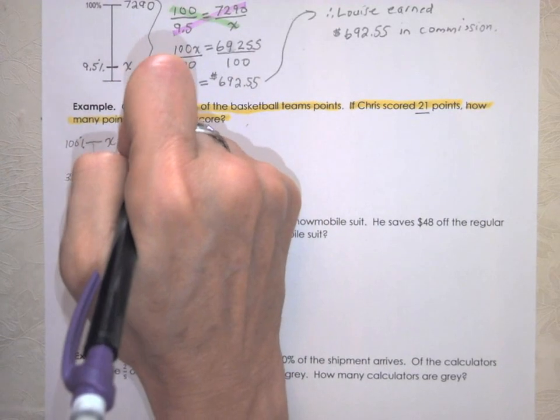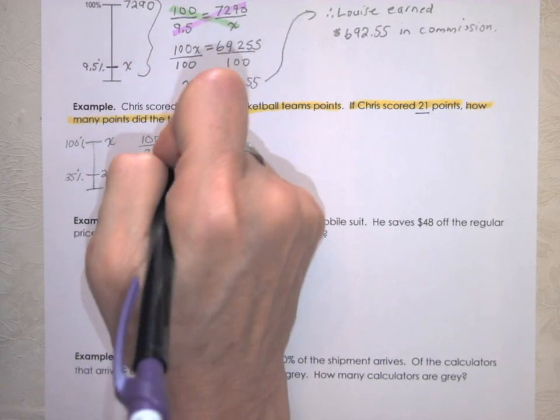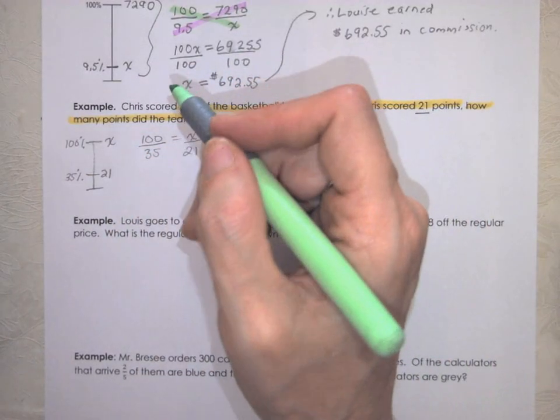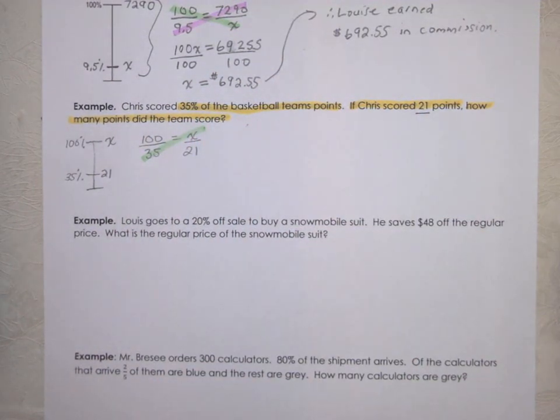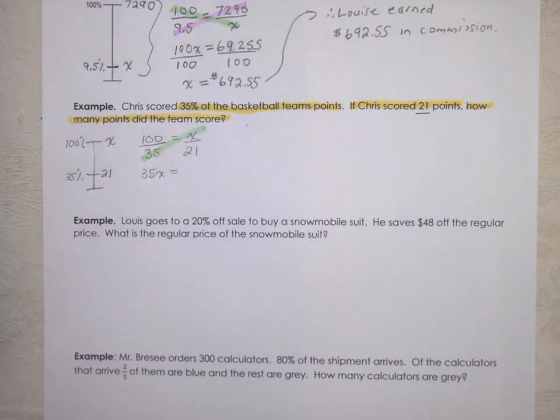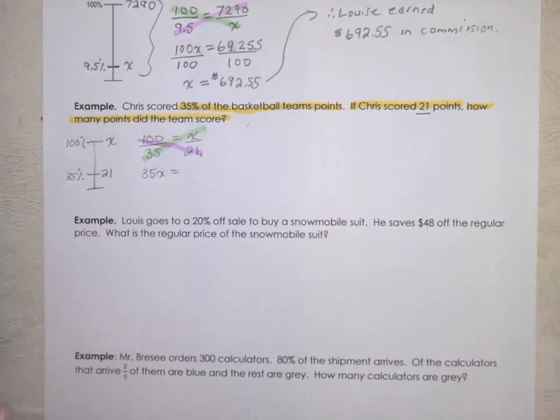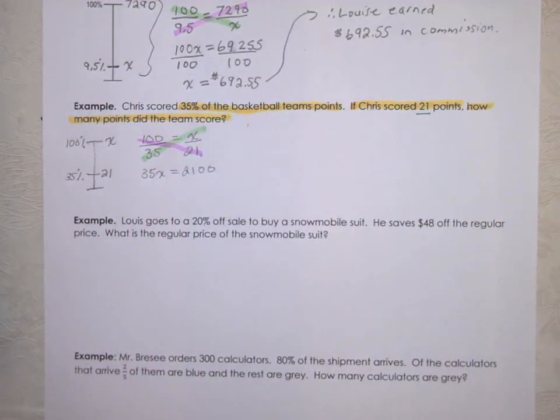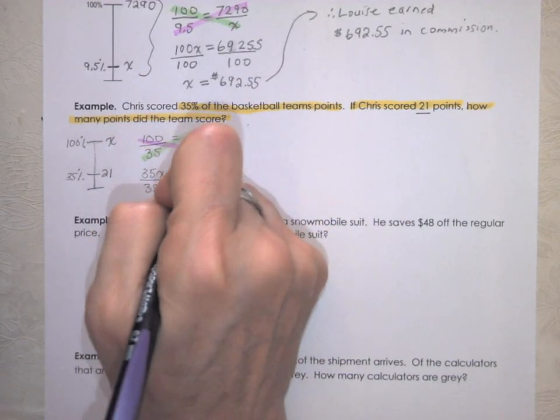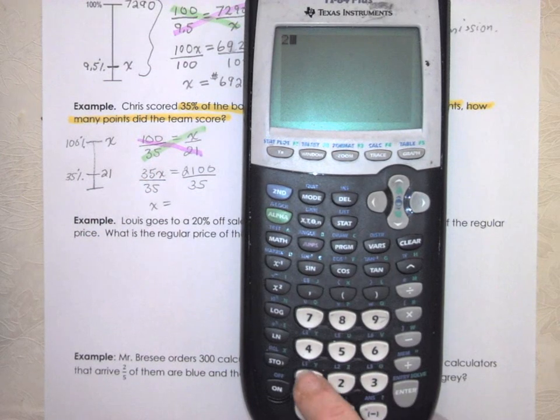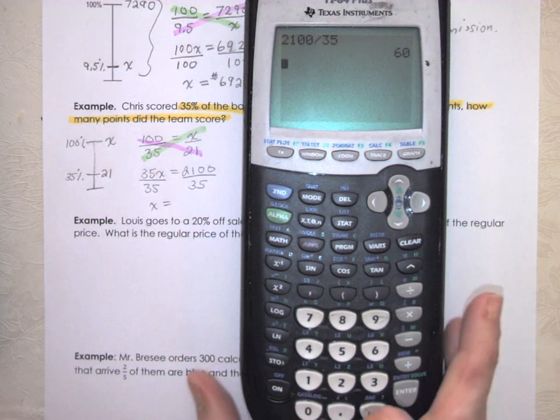So then you can make your proportion from the graphic. 100 over 35 equals X over 21. Find your X and cross, because in a proportion, cross products are equal. So 35X is going to be 2100, 21 times 100. And then we're going to divide both sides by 35. So 2100 divided by 35 is 60.